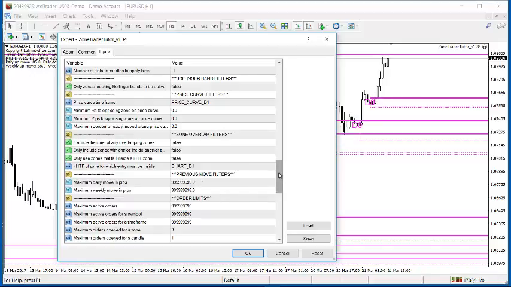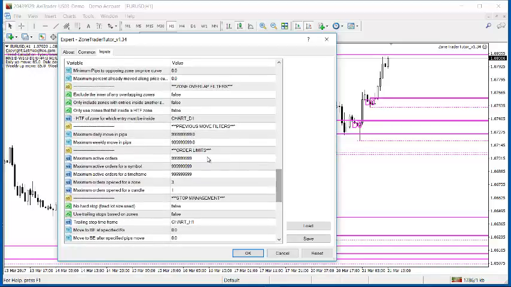You've got order limits, so you may not want to place more than one order against a particular zone, or in the duration of a particular candle, or even on a time frame or for a symbol. So you can control that using these numbers here.